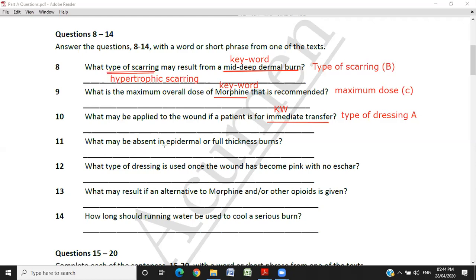Yeah, so here you have the keyword epidermal or full thickness burn. What may be absent? So what type of information am I looking for? Something that is absent, not present. Again, where can I have this answer? Text B, because text B gives me information about types of burns.